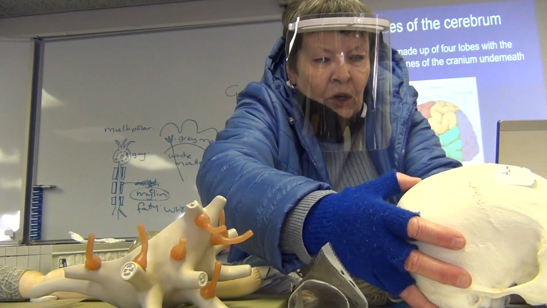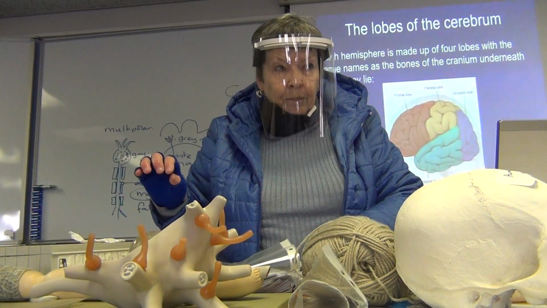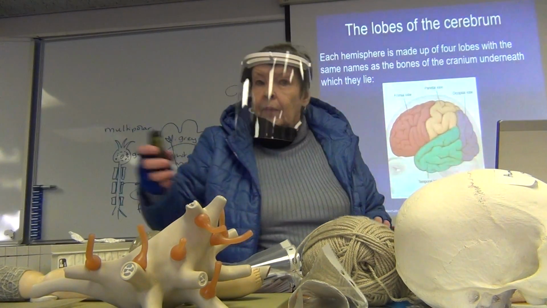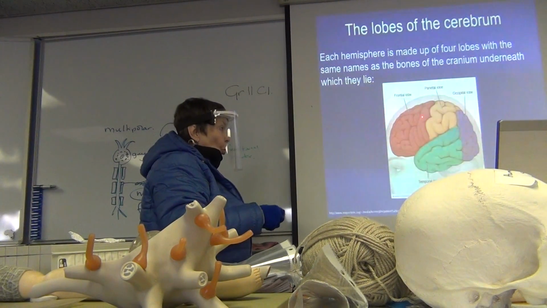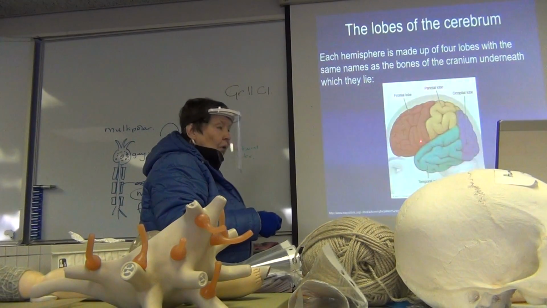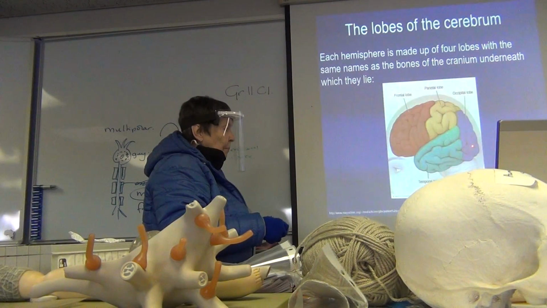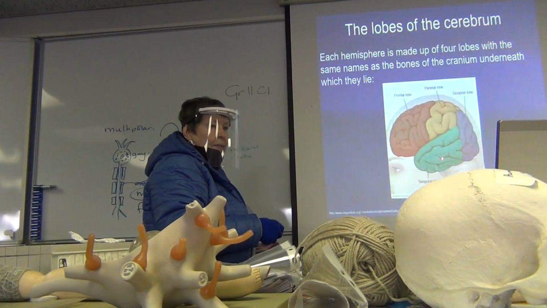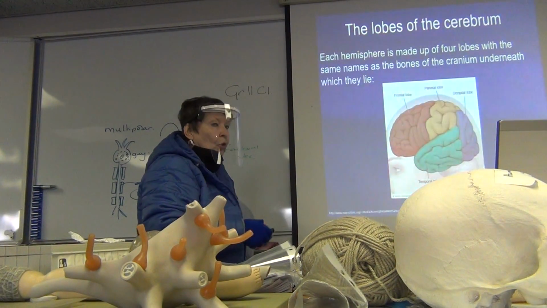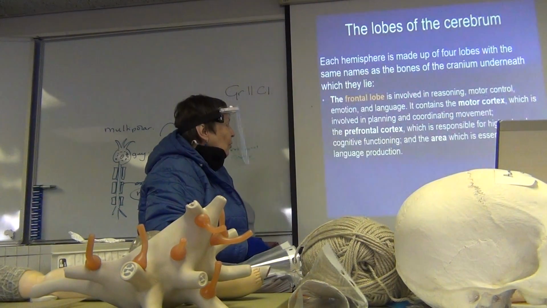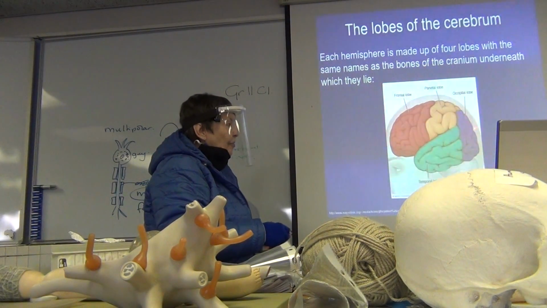The lobes of the brain that lie underneath those bones have got the same names. Okay, so if you look here, in red is the frontal lobe. Then there's the parietal, the occipital at the back, and the temporal at the sides. Okay, frontal, parietal, occipital, temporal. Right, okay with that. Okay, so each of these parts has got different functions.